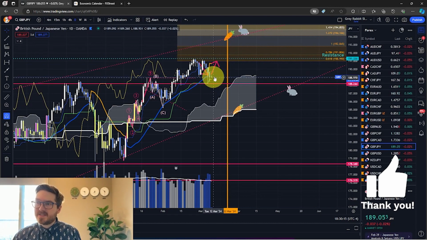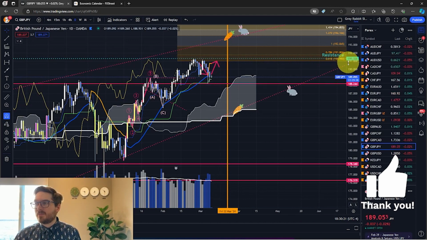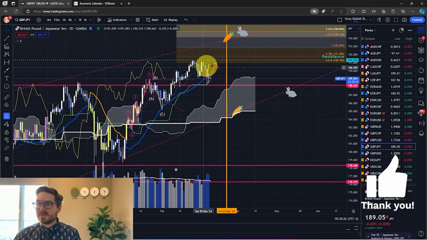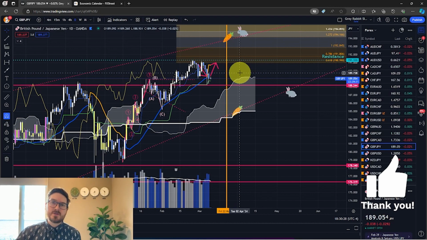The Tenkan-sen and Kijun-sen right now are getting closer to each other, so they could be death crossing soon. It's really going to depend on which way we break. Like I said, from either this level or this level. So keep an eye on this pair. I'm not sure what's going to go on this week with it.